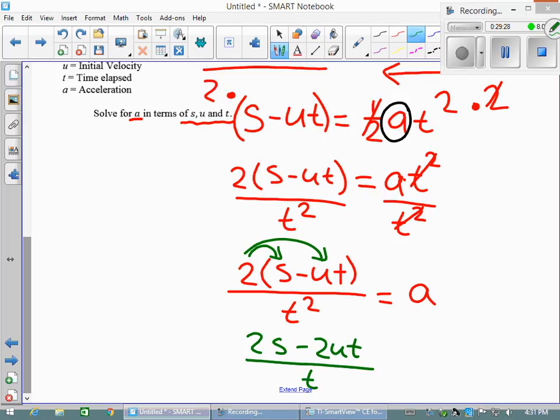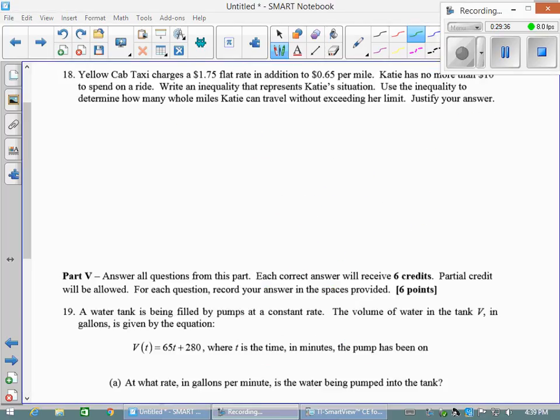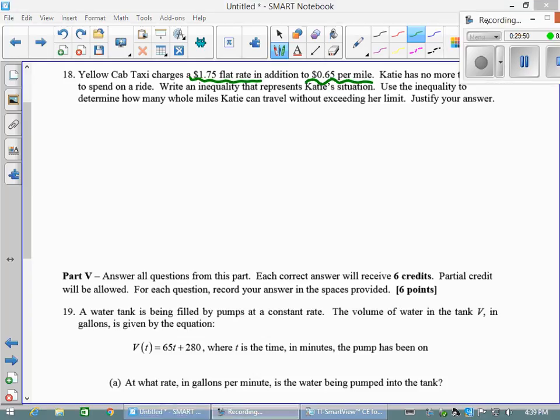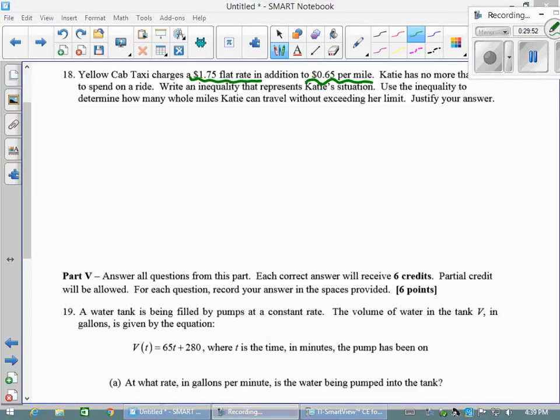Number 18 is telling us that a taxi charges $1.75 flat rate, in addition to 65 cents per mile. Katie has no more than $10 to spend on a ride. Write an inequality that represents Katie's situation. Then they want you to use this inequality to determine how many whole miles she could travel without exceeding her limit. So the first thing that we need to do is write an inequality.